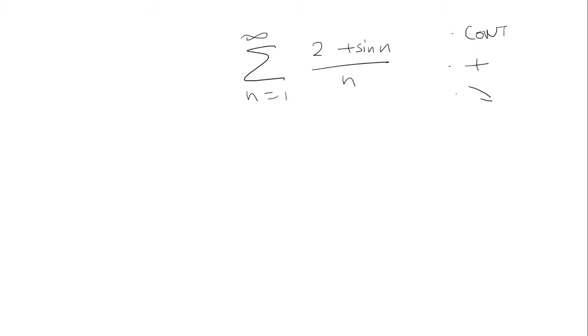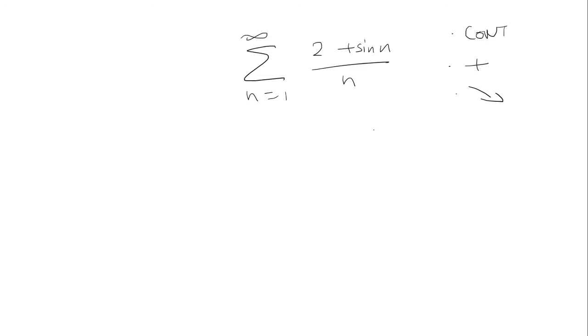I'm going to explain why the integral test does not apply to the series sum from n equals 1 to infinity of (2 plus sine of n) over n. So the conditions for the integral test were being continuous, positive, and decreasing.